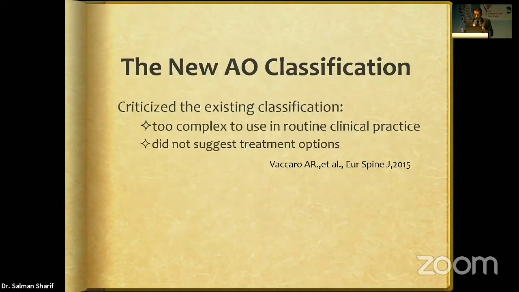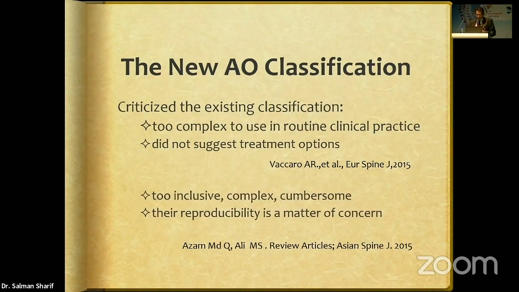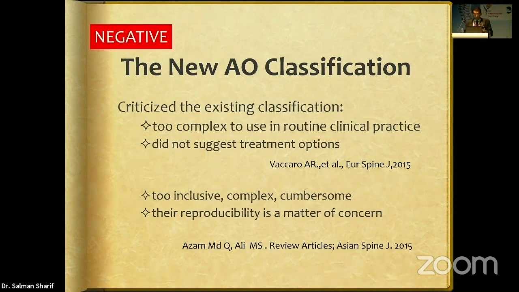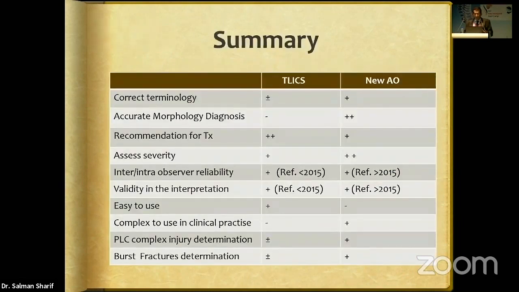So the new AO classification criticized the existing classification because it's too complex to use in routine clinical practice. It did not suggest treatment options. Also too inclusive, besides being complex and cumbersome, the reproducibility is a matter of concern. This gives a negative statement for the AO Spine.